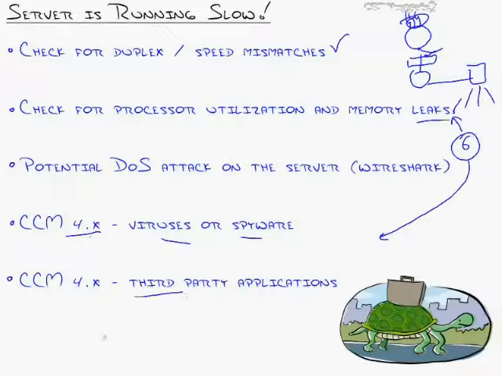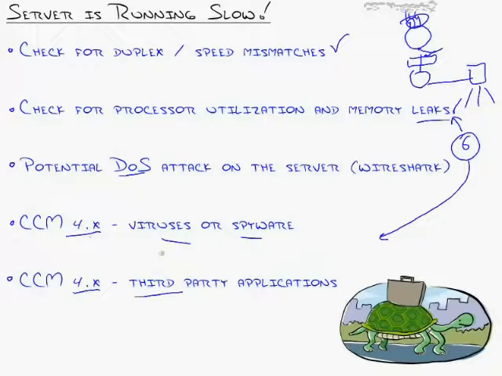Same thing with third-party applications. Call Manager 4.x, since it's Windows, you can install them on there, and that could lead to memory leaks or things beyond the average utilization of what you should get. You might look at the server and say, well, that server should be able to support 500 or 1,000 phones, and it's only getting 200 before it's pegged out. Definitely check what else is installed on there that could be eating up resources.